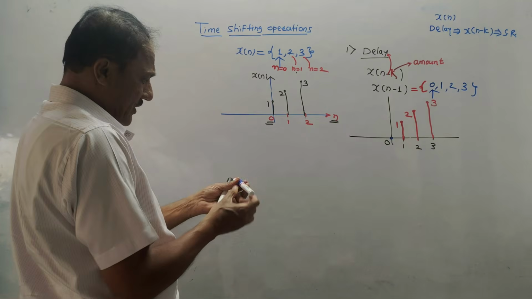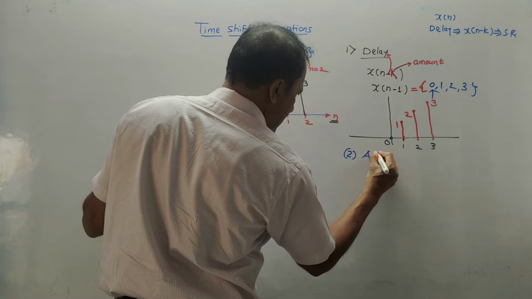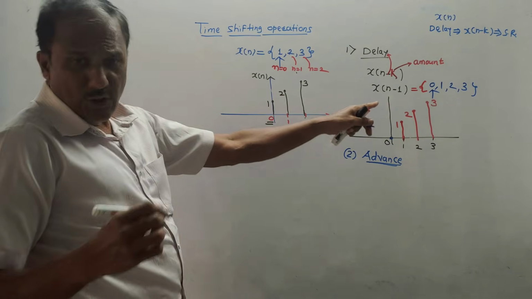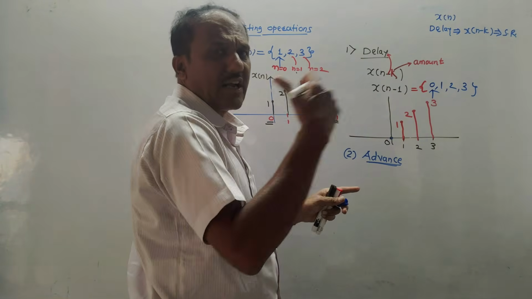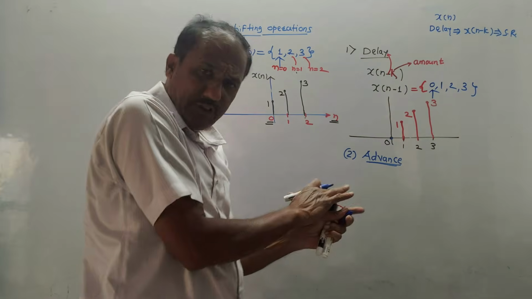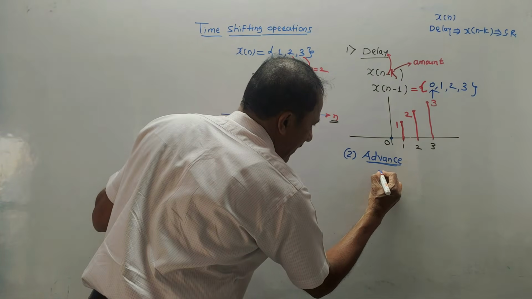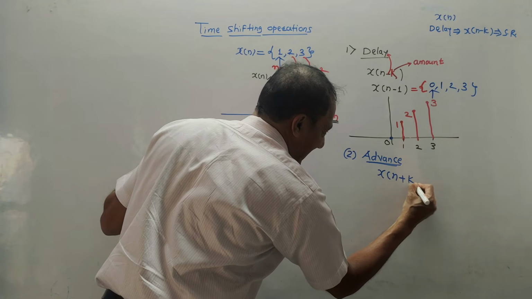The second operation related to this is the advance operation. It is opposite to that of the delay operation. In case of delay, what I said, signals are getting late. Signals will start after some time. In advance, it is the reverse operation. Signals will start early. Suppose I write the notation x of n plus k.